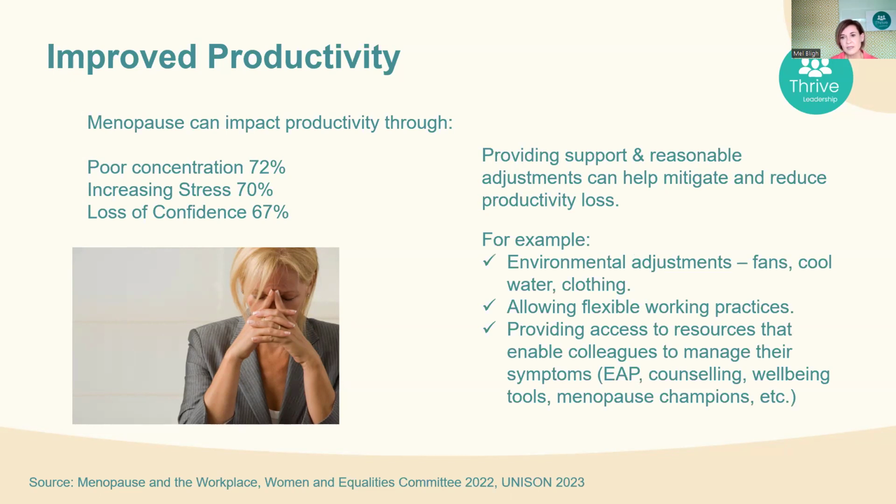So some of the things we might do, if you think about reasonable adjustments, can be to do with environmental adjustments, to do with fans, cold water, etc. Utilising flexible working practices. If people are having quite a lot of sleeplessness, can we adjust shift patterns? And also helping people access some of those brilliant resources you probably already have in your workplace. Employee assistance programs that may have a counselling element. You might have well-being tools, well-being champions, menopause champions. How can you help people utilise some of those great things that already exist?